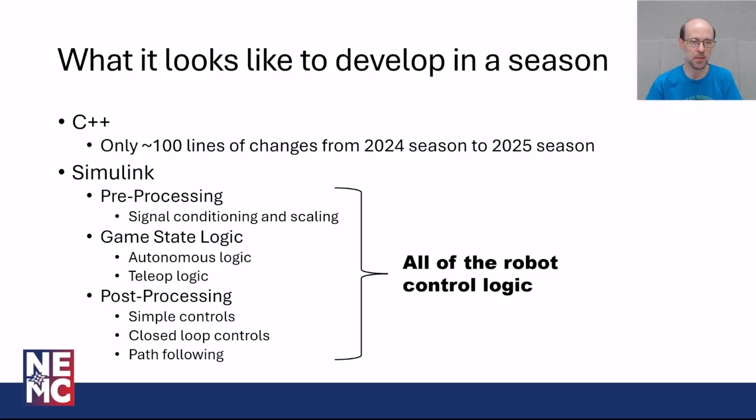And within the Simulink, there are basically three major sections. You have pre-processing, which is signal conditioning and scaling, the game state logic, primarily autonomous logic or teleop, and then post-processing, which could include simple controls or closed loop controls and more complicated things like path following and our swerve control. So basically all of the robot control logic was done in Simulink.